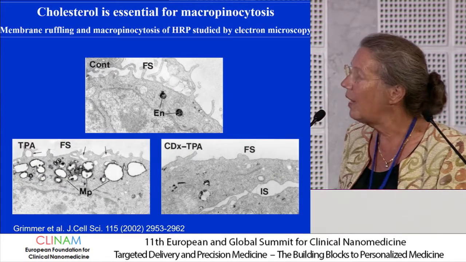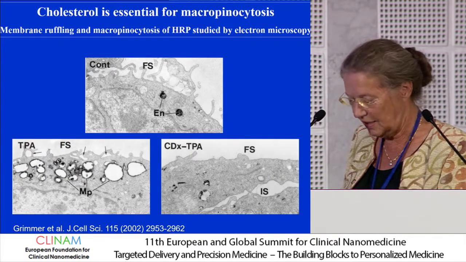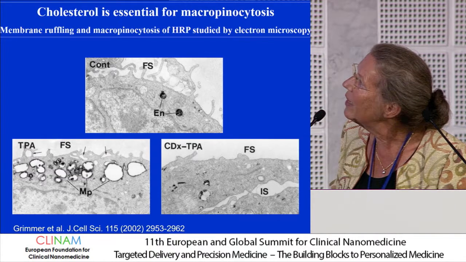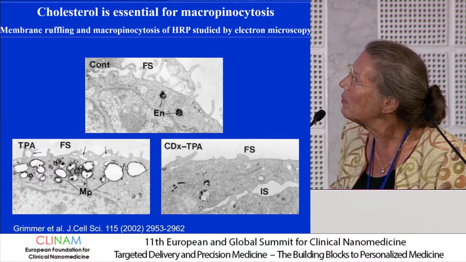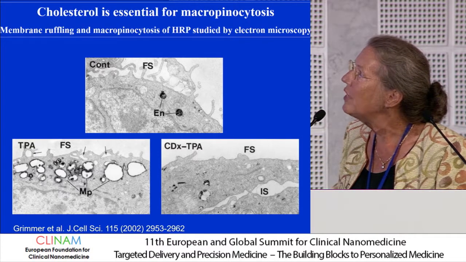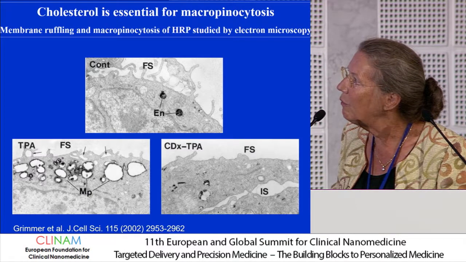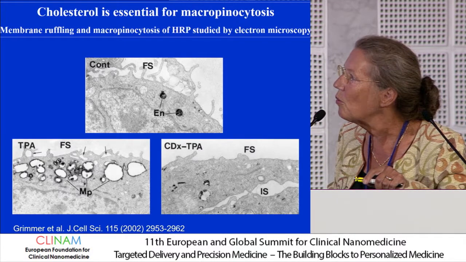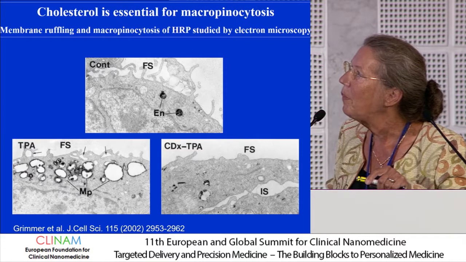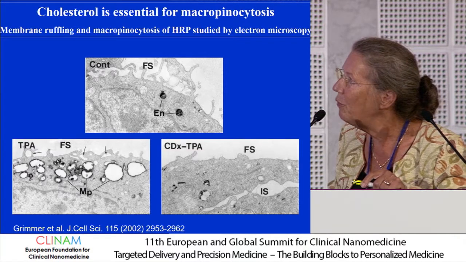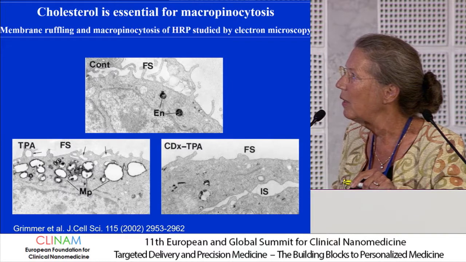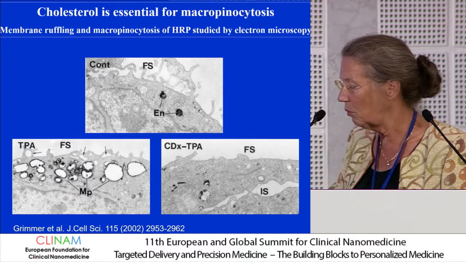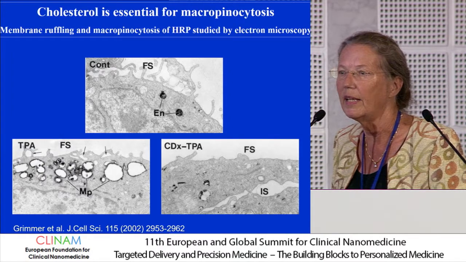And we also found that macropinocytosis is sensitive to cholesterol depletion. Here is a control cell which takes in horseradish peroxidase, which can give a black staining. If we stimulate macropinocytosis by adding the phorbol ester TPA, then you will see that you get macropinosomes and black staining inside. But if you extract cholesterol before you give the phorbol ester, the cell becomes very quiet.